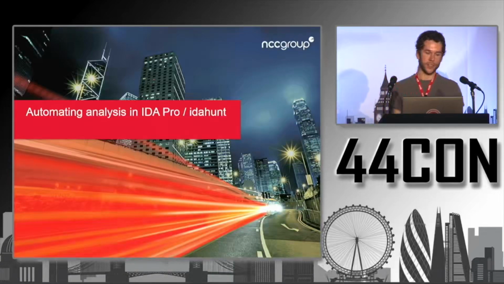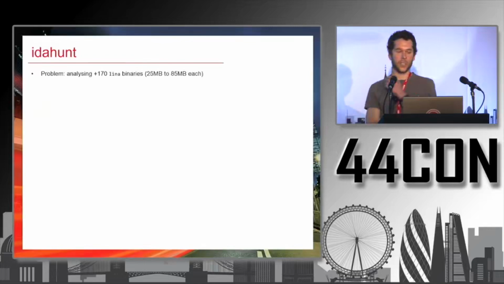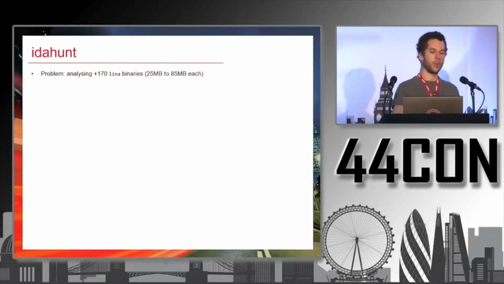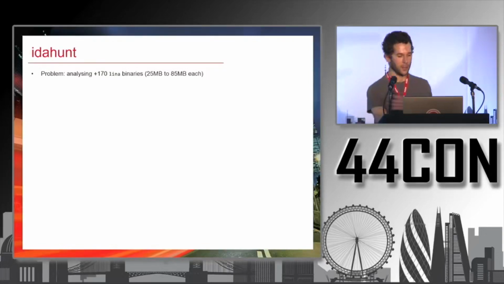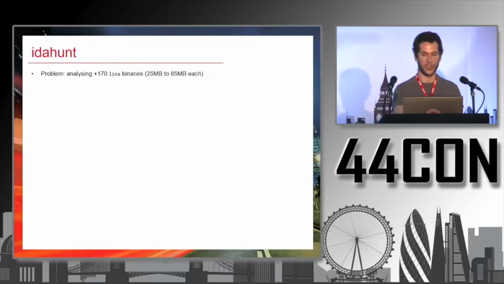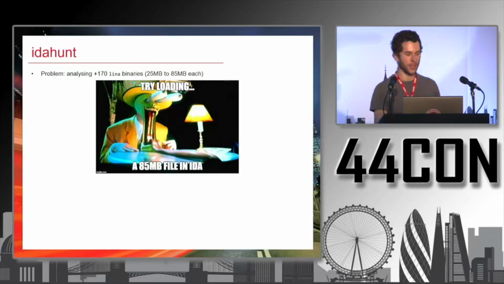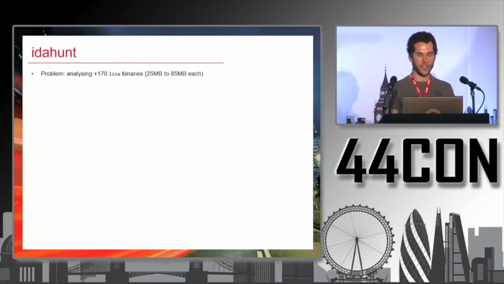So the last tool I'm going to present is IDA Hunt. The problem we had is we wanted to analyze almost 200 Lina binaries. And each of them is between 25 and 85 megs, depending on the version. The latest are bigger than the previous ones because there are more features. So that's me when trying to load an 85 meg binary in IDA. I don't know if you tried already. It takes a while. So if you have 200 files to load, you have time to go get a coffee or go to a security conference. Hoping you're not here because of that.